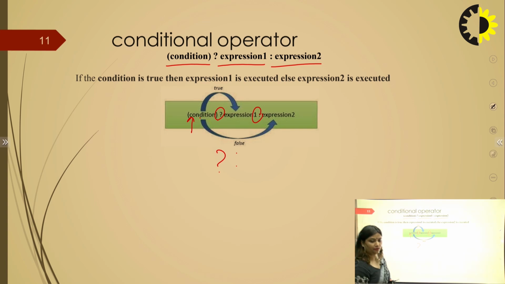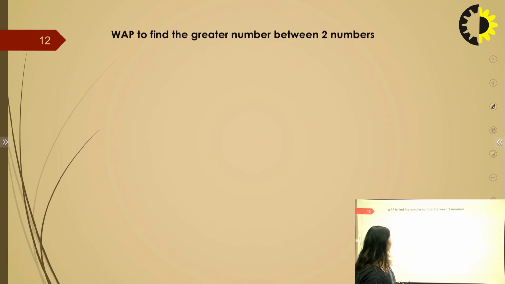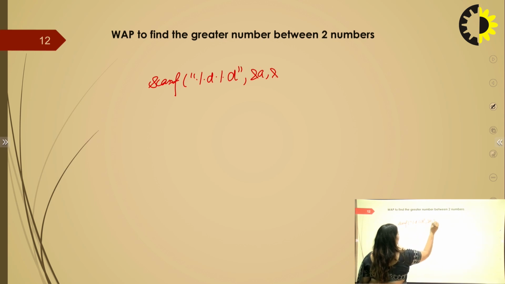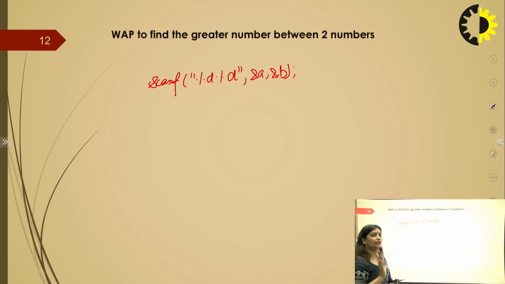That can be better understood by the given example here. We have to find the greater number among two numbers. So simply you have to enter the two numbers. Let's do it with scanf %d %d, I'll combine it, with a and b, right? And directly we can implement the ternary operator, that is also the conditional operator.